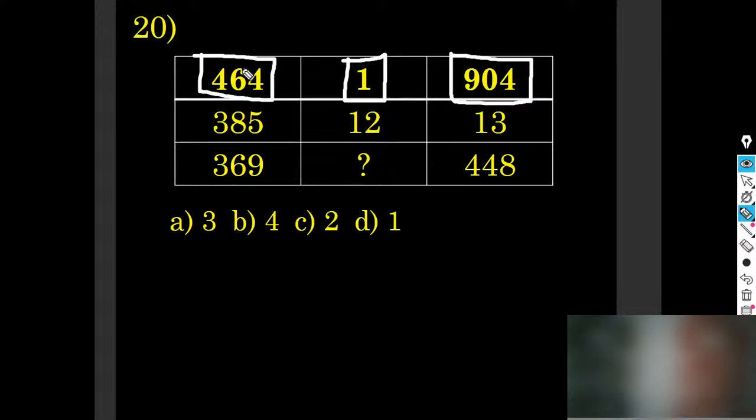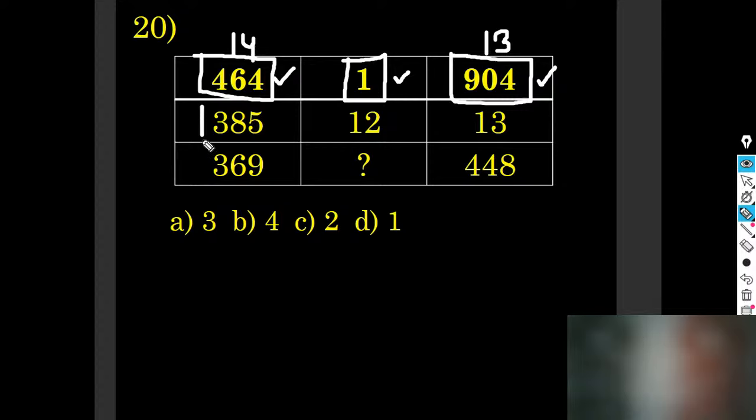First add all the digits. 4 plus 6 plus 4 gives us 14. Whenever you find 464, this is a triple digit number, this is also a triple digit number, this is a single digit number. So whenever you find numbers like this, then definitely sum of the digits is involved. Next, 9 plus 0 plus 4 gives us 13. We got 14 and 13. We have 1 here. It indicates that they are subtracting first and third. 14 minus 13 gives us 1.